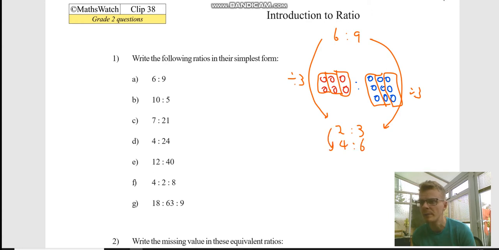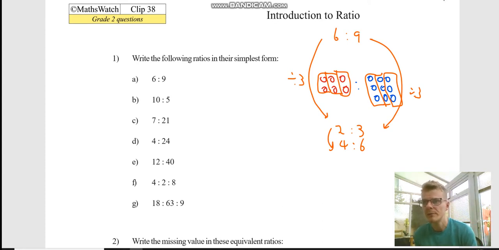If I double the amount of beads in this one, so if I add an extra row, then I would need to double the blue beads as well, so I add an extra row. So now I'll get 4 to 6. As long as I'm multiplying or dividing both sides of the ratio at the same time, then the numbers are in the same ratio. So here we find our method, which is simply, can we divide both sides by preferably the highest common factor of both those 2 numbers? So 3 is the biggest number that goes into 6 and 9, or if we can't find the highest common factor straight away, we can make a couple of divisions.